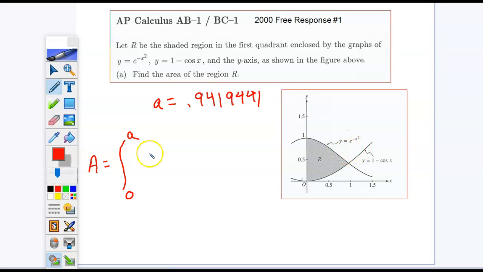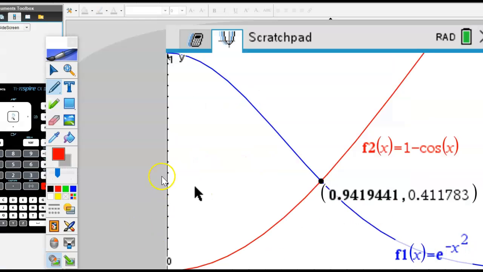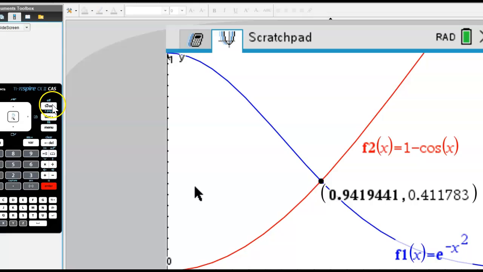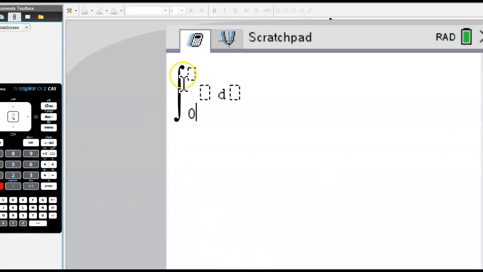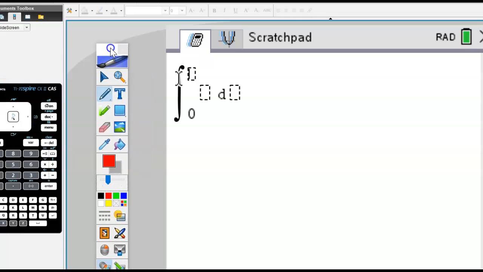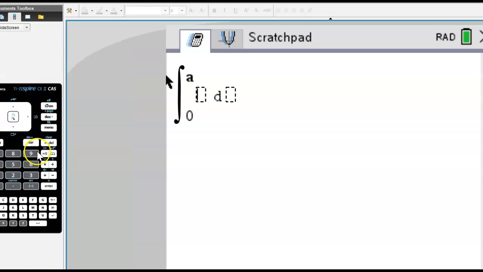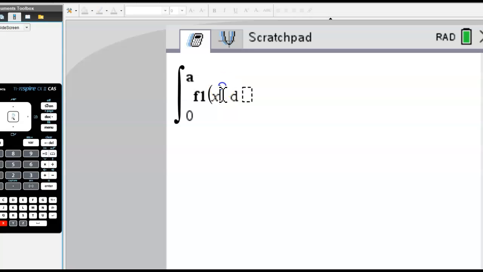My top curve is e to the negative x squared minus the bottom curve, which was 1 minus cos x, dx. Now to solve this on the calculator, I am going to go back to my calculate screen. Go back to my definite integral, and now I'm going from 0 to A, since I've already stored my intersection point as variable A. To save yourself some time, when I graphed these, I put the e to the negative x squared as function 1.